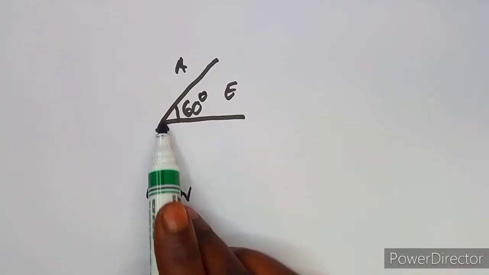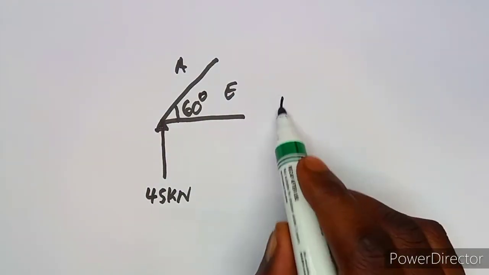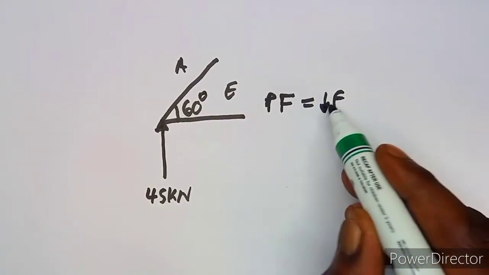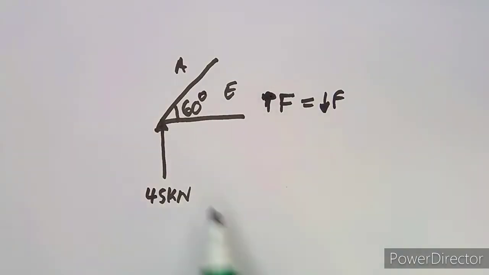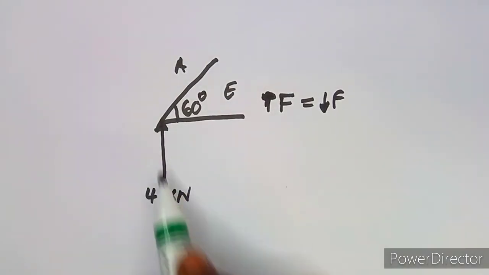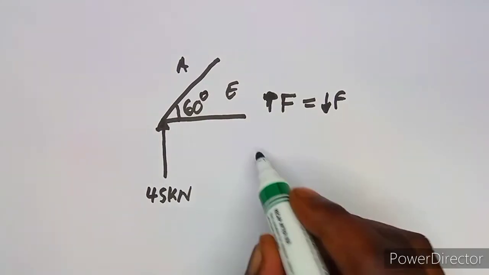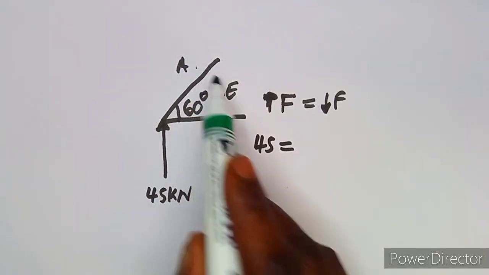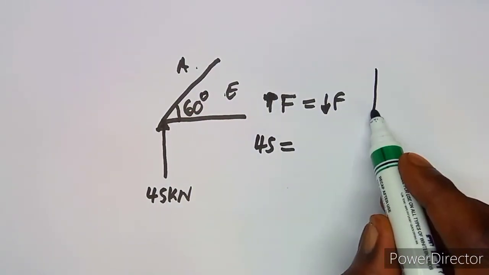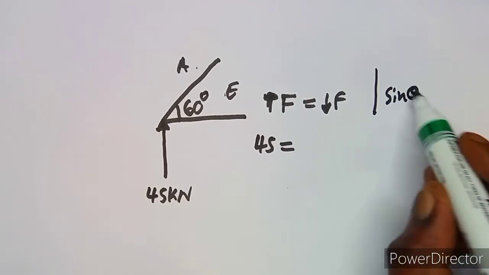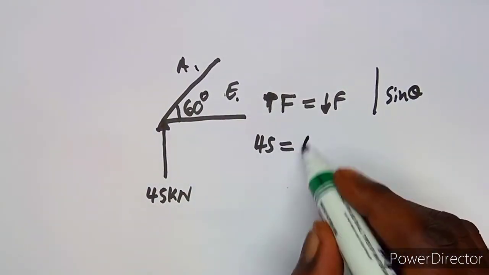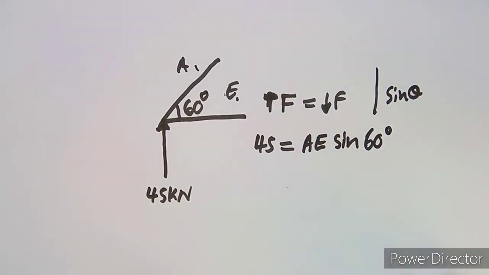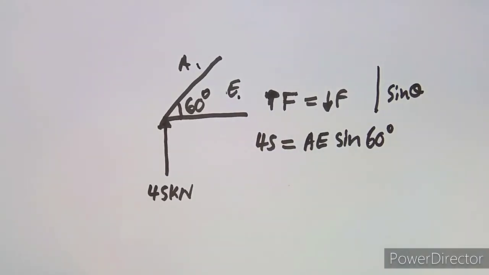So here I can use upward force because this is an upward force. I can use upward force is equal to downward force. We know that. So this is our upward force of 45, so 45 is equal to the downward force, which is AE. Since it is a downward force, definitely it's a vertical, and the vertical component uses sine theta. So it's going to be AE sine theta, where theta is 60 degrees. So that's AE sine 60 degrees.